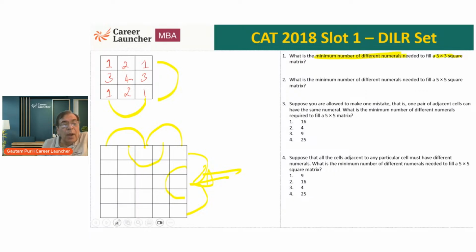So question number 1, we can say the answer is 4 because we have used only 4 numerals. But more than that, we have been able to identify the simple logic. First, third, fifth column have to be the same. First, third, fifth row have to be the same. Second, fourth row have to be the same. Second, fourth column have to be the same. Now we have applied this logic, and that is what we will use in question 2, 3, 4.